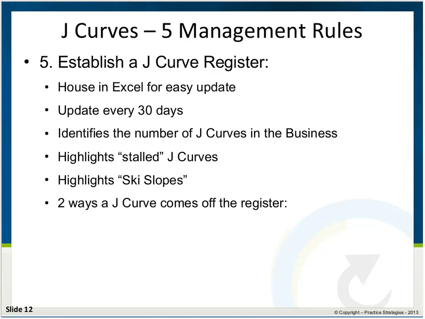Now, 2 ways that something can come off the J-curve register. The first and preferred way is that your J-curve has been successful. It's reached the blue sky, it's started to reward you. Now, some people choose to leave J-curves on the J-curve register when they've reached phase 3. Some people choose to move it to a different section of the J-curve register called phase 3 J-curves or completed. That's very much up to you. The other way that something can come off the J-curve register is that you've recognized that it's a ski slope and you've taken the painful decision to exit.